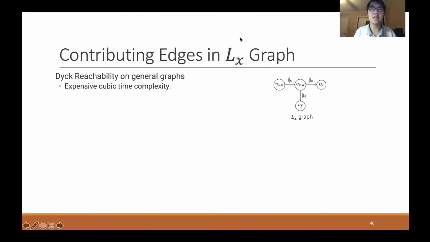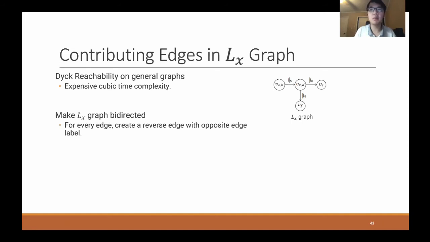From the previous slides, we can see that an InterDyck contributing edge in the original graph is a Dyck contributing edge in the Lx graph. Then how to determine Dyck contributing? The naive way is to run the context-free language reachability. We recall that context-free reachability has about cubic time complexity, so it is as expensive as running the InterDyck algorithm in the first place and thus defeats our goal to make it scalable.